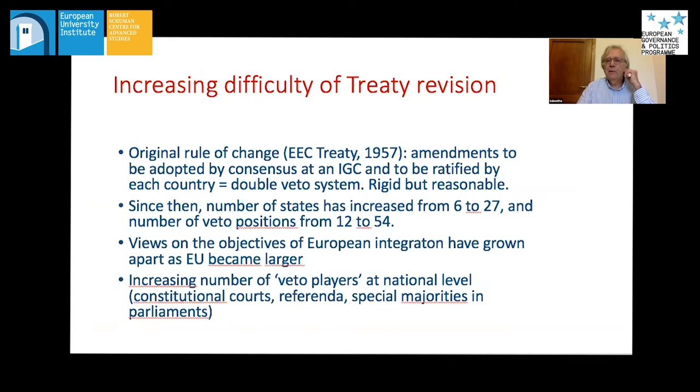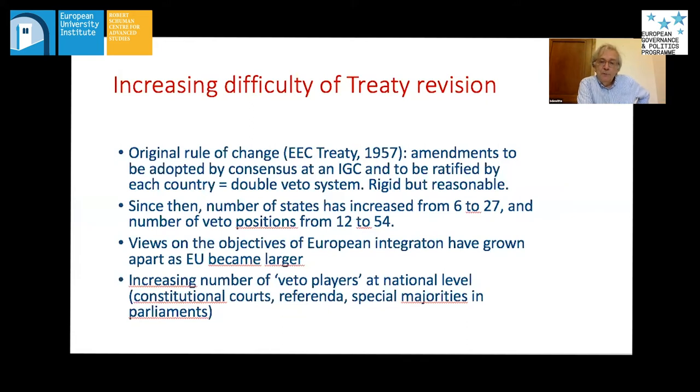So I've been talking so far about ordinary decision-making in EU policies, but of course, treaty revision, constitutional change of the EU, is also subject to unanimity, or more precisely, to a double veto. Because we know that any changes of the treaties have to be adopted by a consensus at an intergovernmental conference and then be ratified separately by each country. That's a system which was introduced in the 1950s and was reasonable at the time because we only had 6 member states. Today we have 27 member states and therefore 54 veto moments or veto positions.